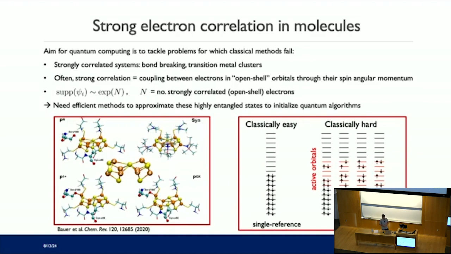And it turns out that representing states like that requires expansion in the basis of Slater determinants that scales exponentially in the number of these strongly correlated electrons. So that's what makes it challenging to fit on, let's say, a classical memory. And so obviously, in the context of quantum algorithms, we need some heuristics to approximate these states to initialize our quantum algorithms.